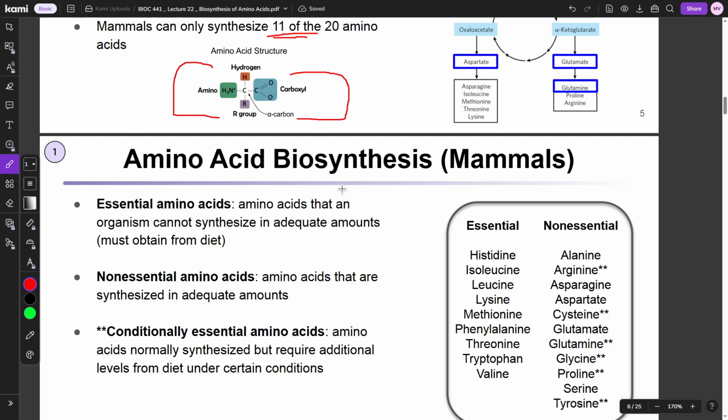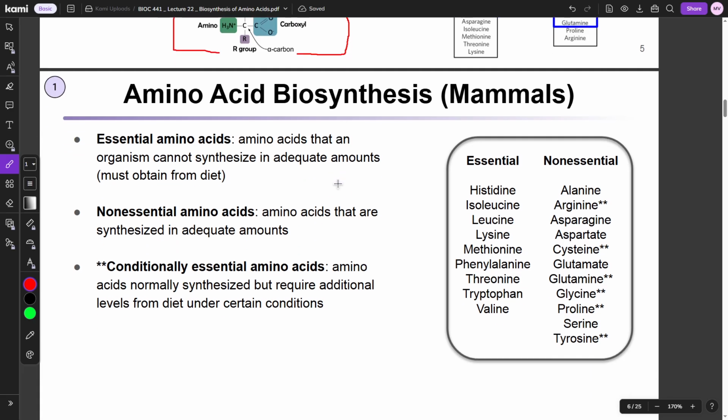You should know this by now, so I'm not going to harp on that too much. Essential amino acids are amino acids that organisms cannot synthesize, so they need to be obtained from diet. Non-essential ones are ones that we can synthesize in adequate amounts. And conditional ones, these double star ones, are amino acids that are normally synthesized but require additional levels from the diet. You can synthesize them, but in small amounts.